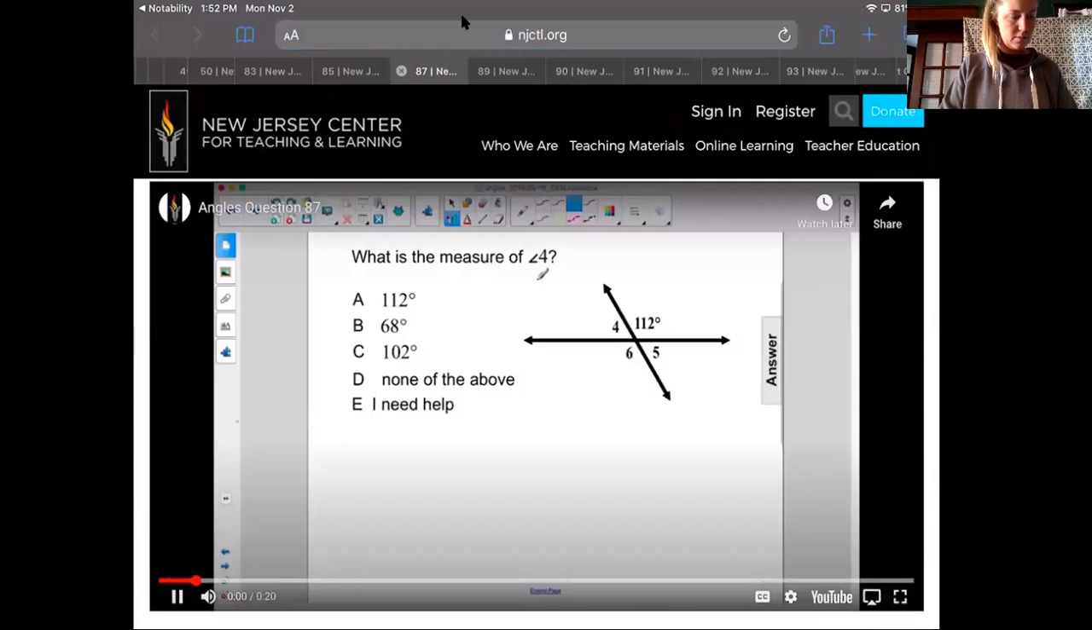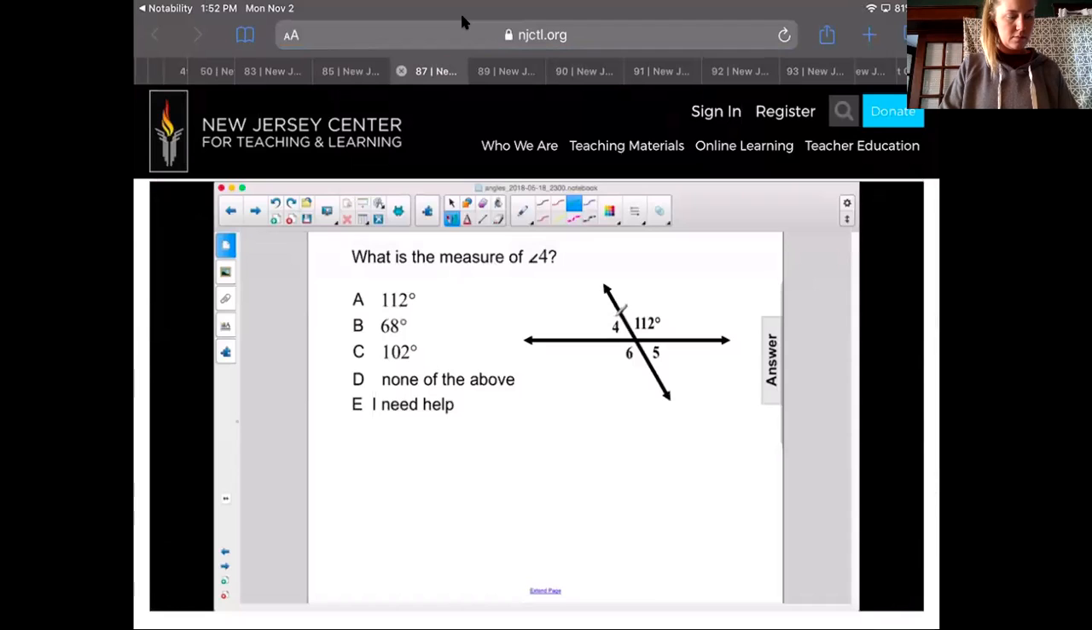What is the measure of angle 4? All right, so we know that the measure of angle 4 plus 112 equals 180. So if you add these two together, you get 180. Therefore, the measure of angle 4 is 68 degrees. The answer is B.